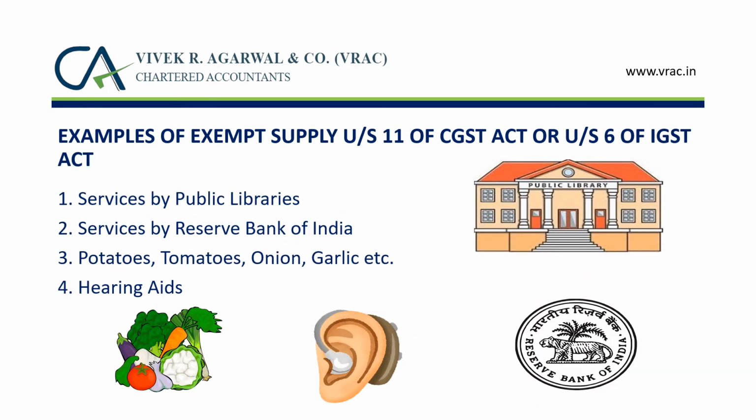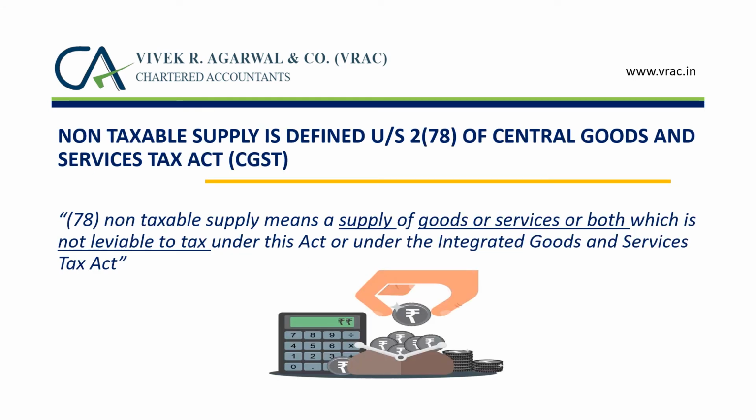Examples of exempt supply under Section 11 of CGST Act or under Section 6 of IGST Act are services by public libraries, or services by Reserve Bank of India, or sale of potatoes, tomatoes, onion, garlic and other vegetables and fruits, or sale of hearing aids. In order to summarize, exempt supply can be either nil-rated supply, or it can be a supply which is exempt under Section 11 of CGST Act or under Section 6 of IGST Act, or it can be non-taxable supply. We have seen examples of nil-rated supply and supplies exempt by way of notification. Now, let us understand non-taxable supply.